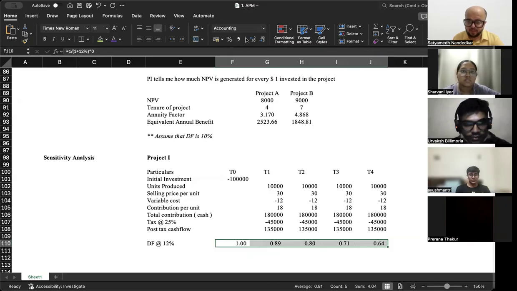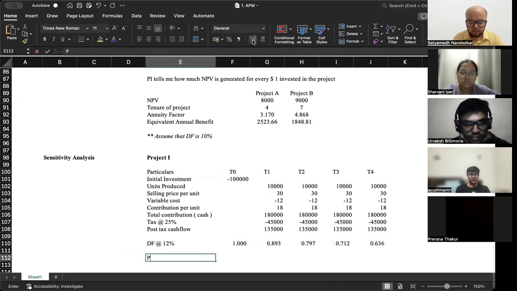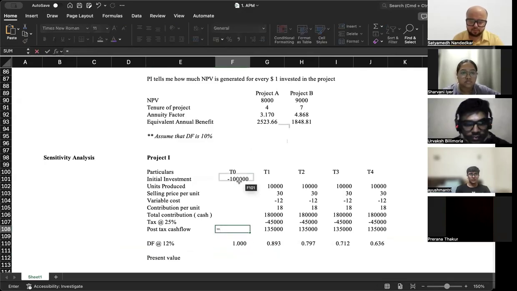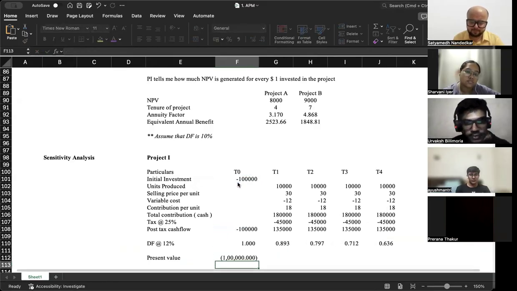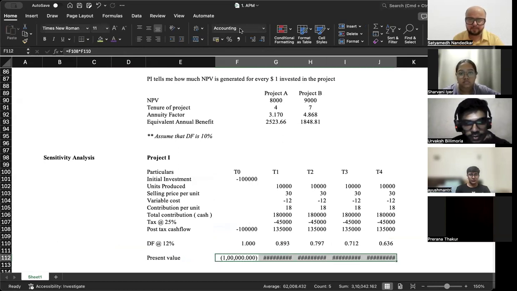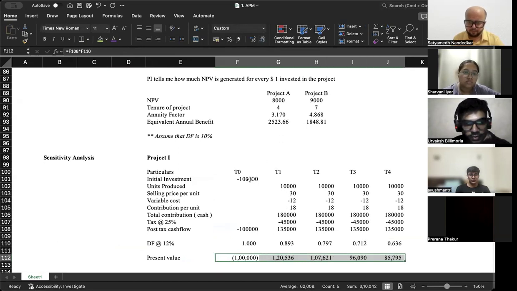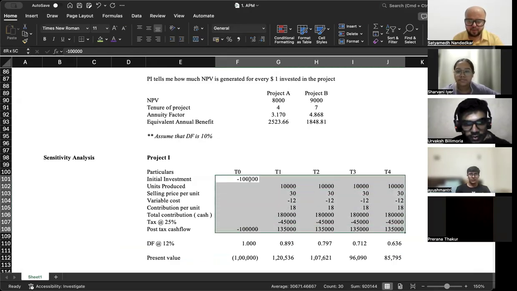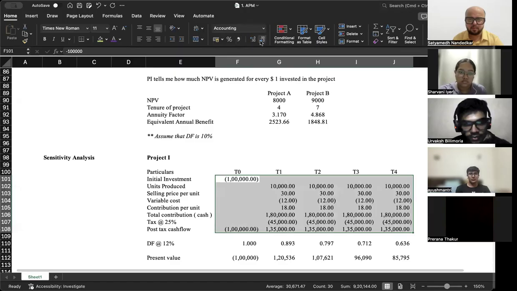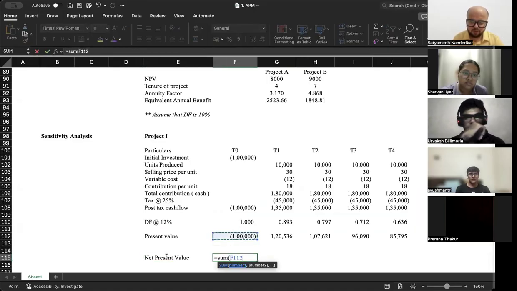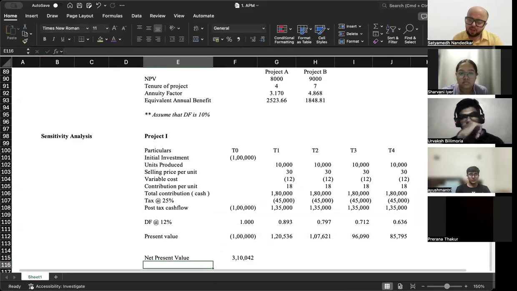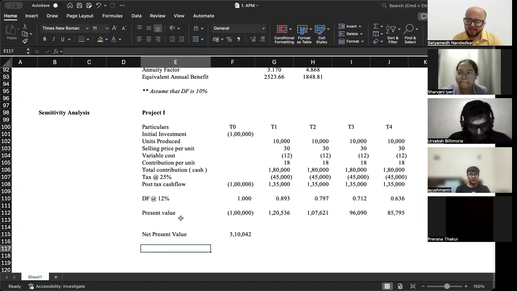If you get stuck at any place, please tell me. What is the present value? Okay. Just one moment. What is my net present value? PV of inflow minus PV of outflow. 3 lakh 10,042. Should I accept the proposal?